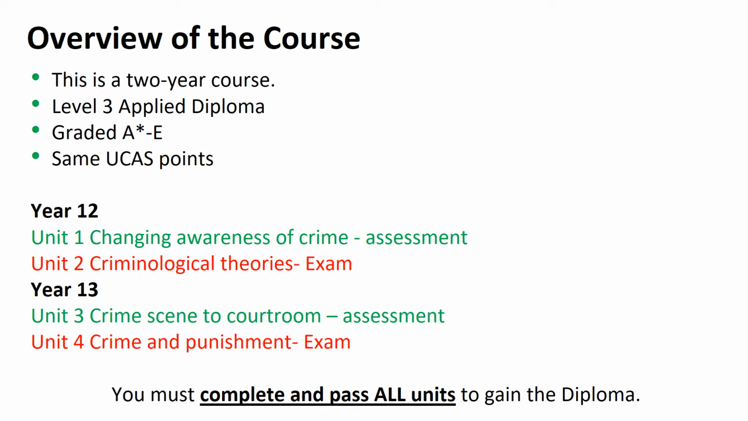So in Year 12, the 2 units you'll study are Unit 1, Changing Awareness of Crime, and Unit 2, Criminological Theories. In Year 13, you'll complete Unit 3, Crime Scenes Courtroom, and Unit 4, Crime and Punishment. Now, it is worth noting that you do need to pass all of these units to gain the overall diploma.